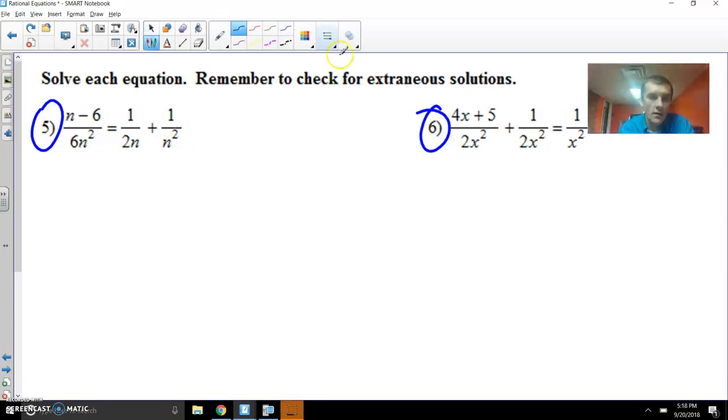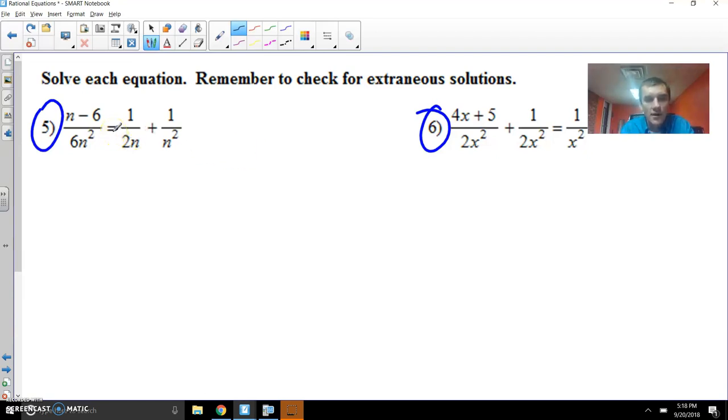So we've been talking about solving rational equations. The whole chapter is on rational expressions and equations. Rational means fractions. So let's jump into some problems. I'll do a few, you do a few, and we'll check your work tomorrow.